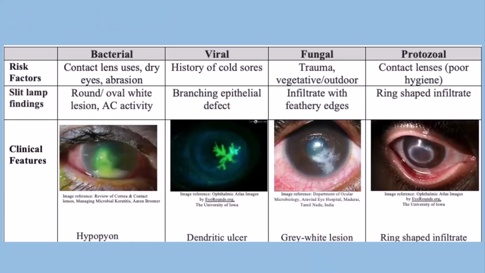So here you can see different presentations for different types of keratitis. In case of bacterial keratitis, you can see the fluorescein staining is positive. Also, you can see hypopyon in the corneal region. In viral keratitis, you can see dendritic lesions. In fungal keratitis, you can see white gray lesions in the cornea. And in protozoal keratitis, which we did not discuss, you can see ring-shaped infiltrates in the eye.